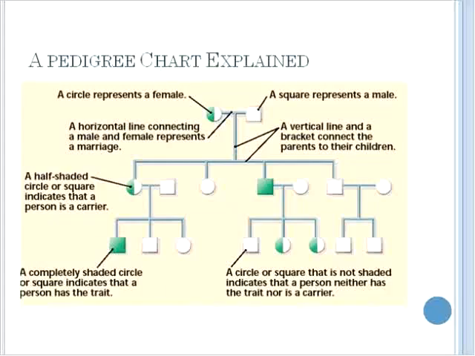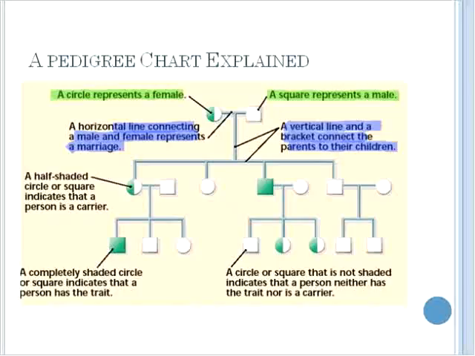So if you look at a pedigree chart, typically a circle will represent females, whereas a square represents males. When you see a horizontal line that connects males and females, this represents a marriage, it represents a mating. Vertical lines, on the other hand, connect parents to their children.